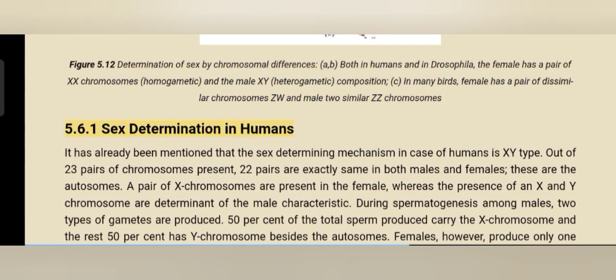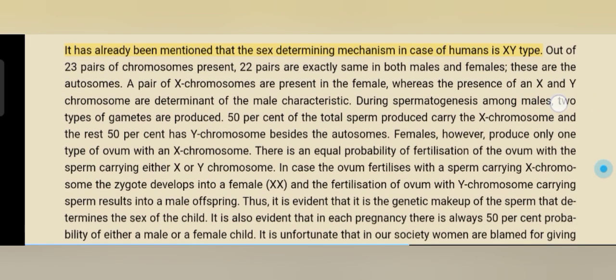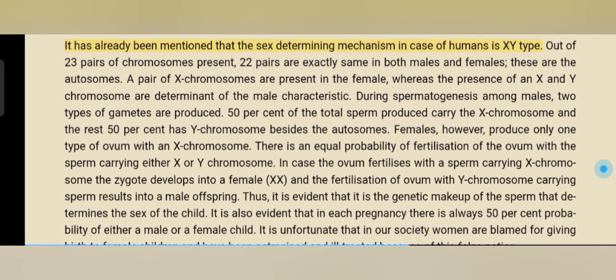5.6.1 Sex determination in humans. It has already been mentioned that the sex determining mechanism in humans is XY type. Out of 23 pairs of chromosomes present, 22 pairs are exactly the same in both males and females; these are the autosomes. A pair of X chromosomes is present in the female, whereas the presence of an X and a Y chromosome is the determinant of the male characteristic.